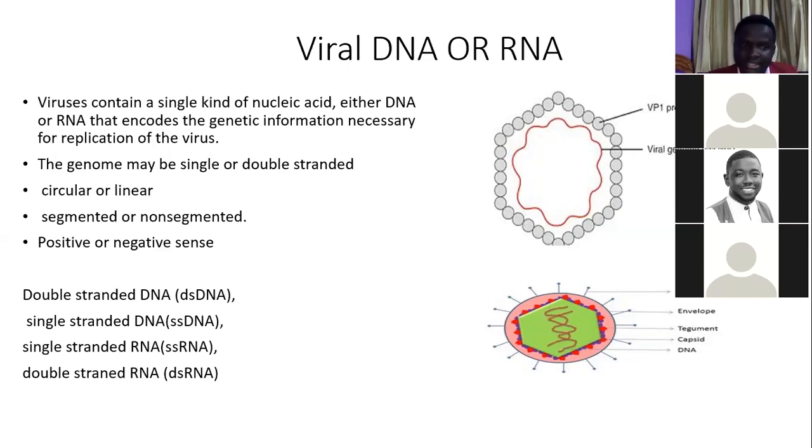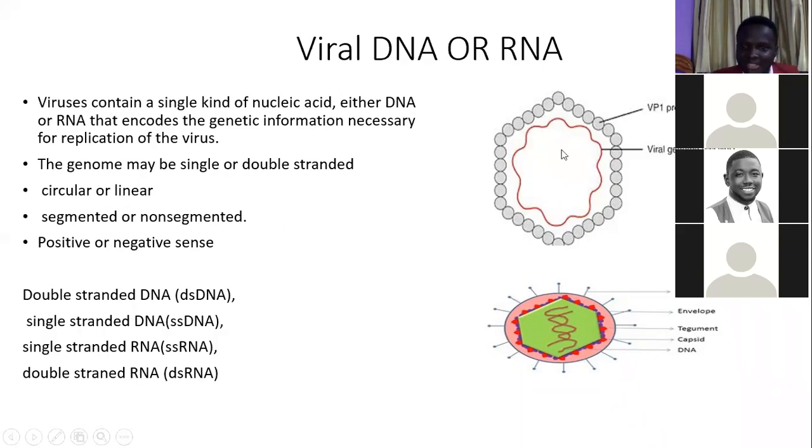Double-stranded DNA, single-stranded DNA, single-stranded RNA, and double-stranded RNA, 4. The RNA can be segmented or non-segmented. When you say segment, it can be in this way. You get it? This here, it is in segments. You can remove this segment out. So some of the nucleic acids, either DNA or RNA, can be segmented or non-segmented.